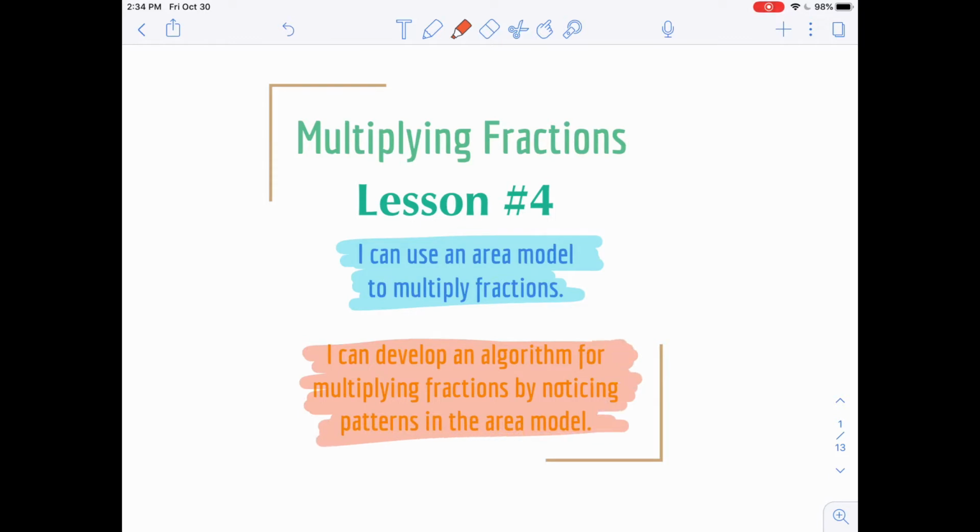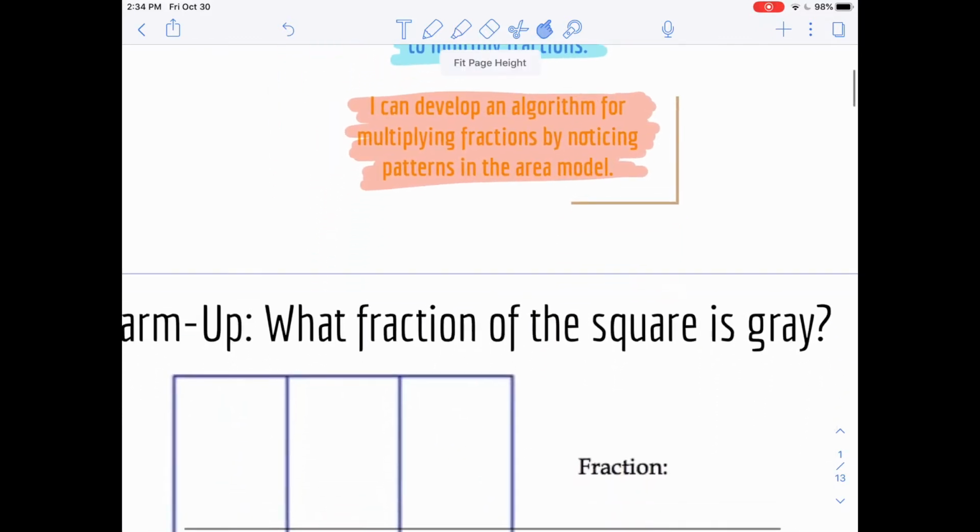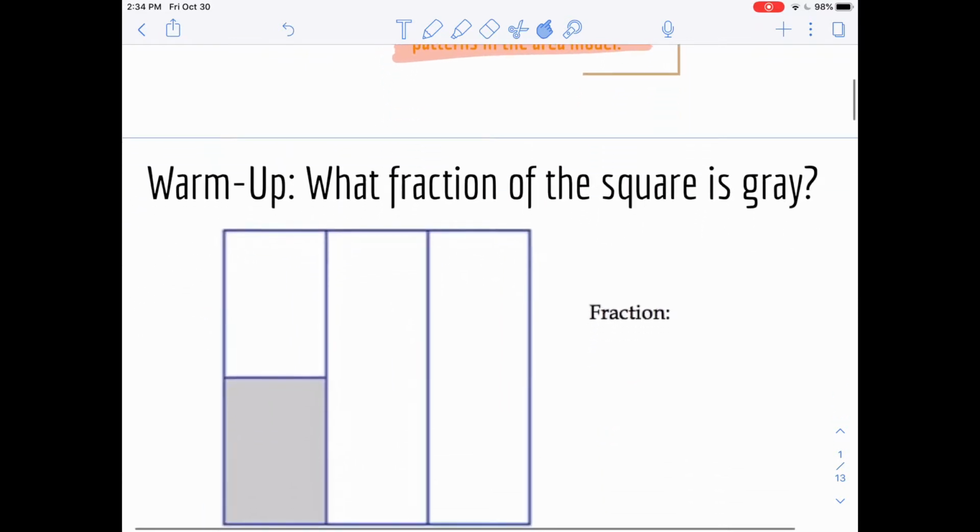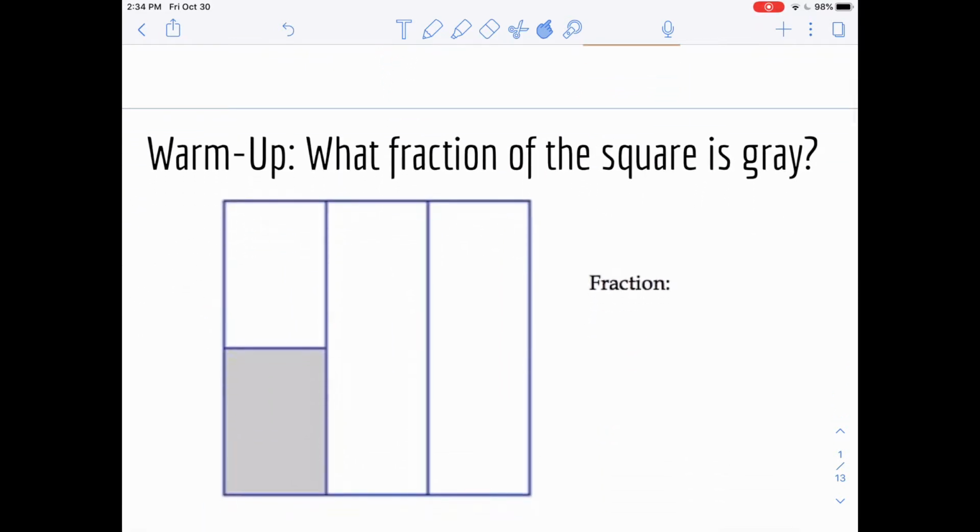So for us to notice patterns, we need to do a few more examples of the area model. But before we get there, a quick warm-up. What fraction of this square is gray? All right, if I number the parts, there's 1, 2, 3, 4. It looks like the fraction is 1/4. But there's a big misconception in the answer 1/4.